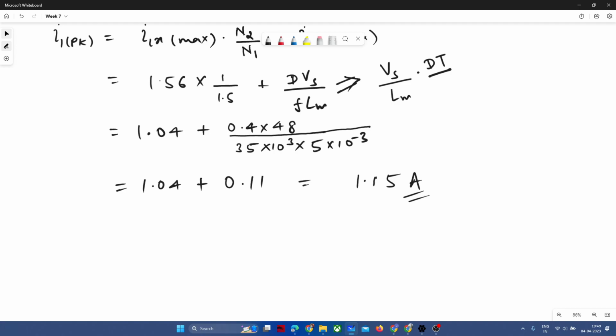Now moving to the last part of this problem. This is a verification related question. We need to verify that the magnetizing current is becoming zero during each switching period.